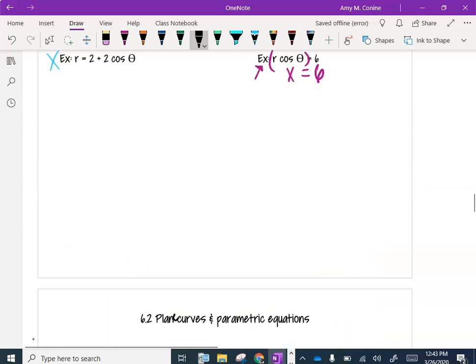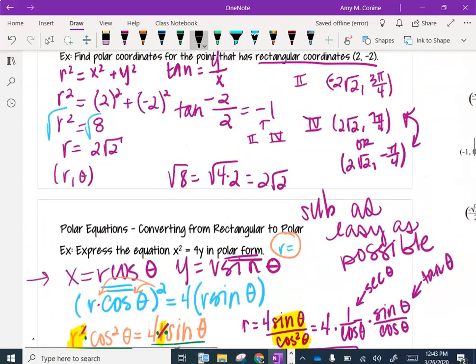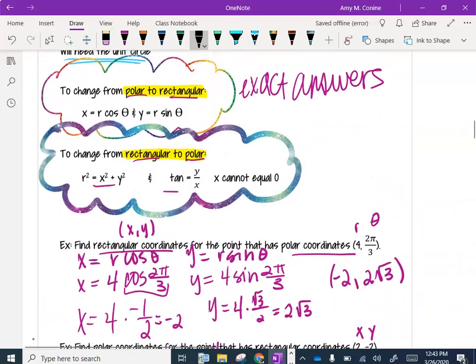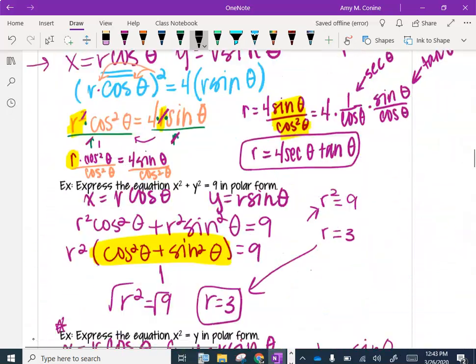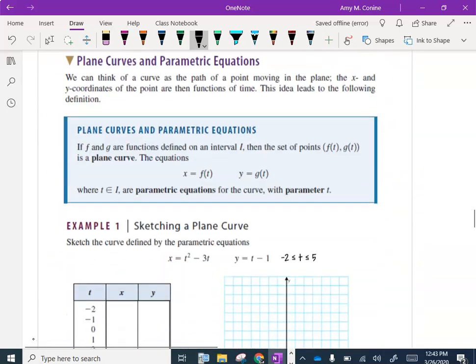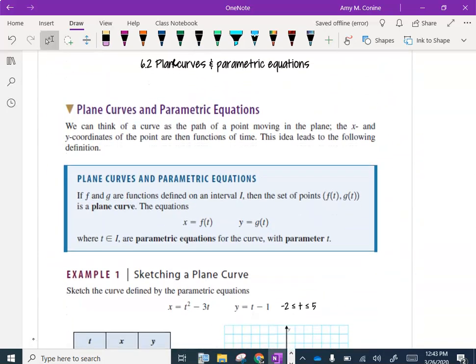So we had previously talked about polar and rectangular coordinates, converting back and forth. The second part of this section is plane curves and parametric equations. For this, you need to get in the mindset that we're going to have a curve path where a point is essentially moving along that path, and your x and y coordinates are going to be functions of time.